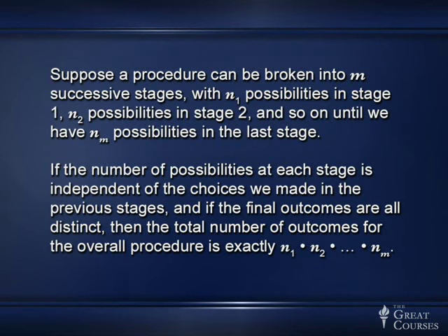n sub m. So the point is this, if you're doing a full procedure that has several little stages in it, as long as the stages are basically independent of one another, and you know how many ways to complete each stage, then the total number of ways to do everything is just the product of the number of ways to handle each stage. And that's why it's called the multiplication principle, because you're just taking a product at the very end.